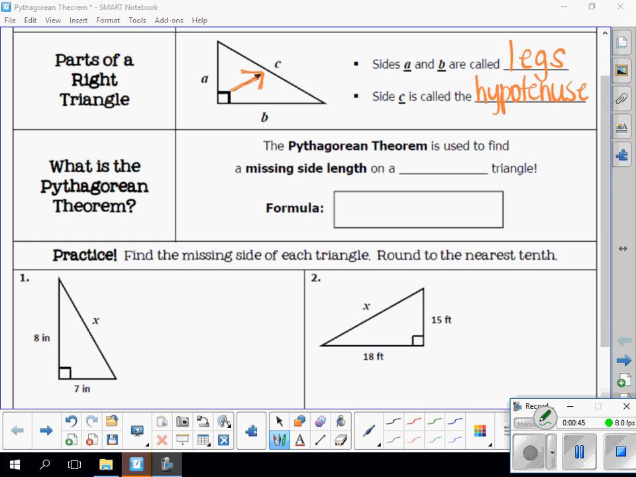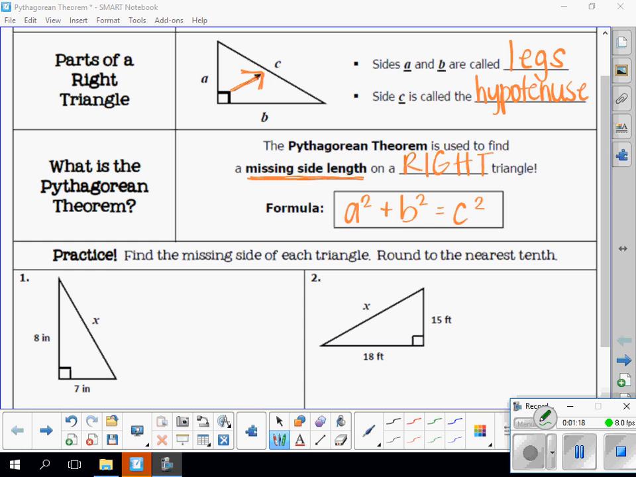Your legs can alternate depending on how you look at it. A might be in a different spot, B might be in a different spot than your neighbors' or your friends' or mine, but your hypotenuse is always the side across from the right angle. We have the Pythagorean theorem, and it's used to find missing side lengths, only missing side lengths, on a right triangle. And if it's not a right triangle, we are not using this theorem. That formula is going to look like a squared plus b squared equals c squared.